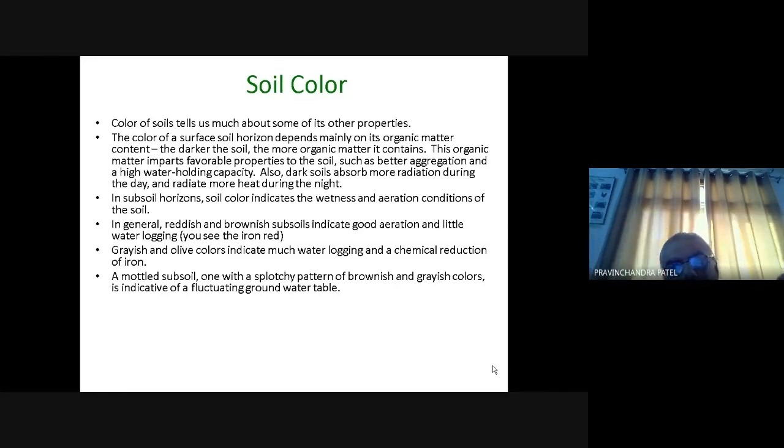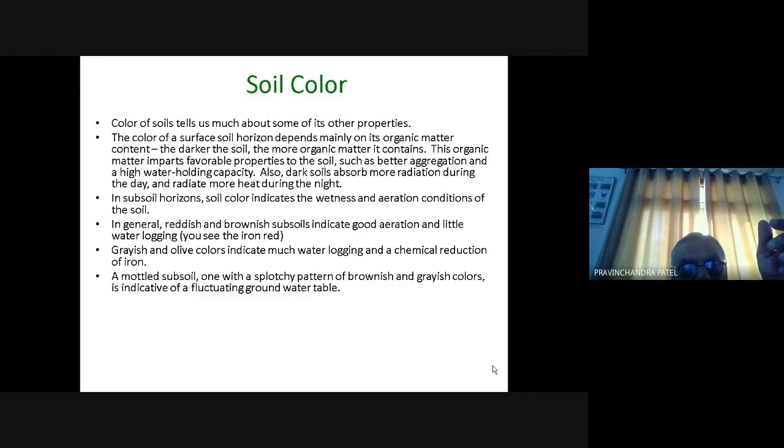So when you are adding the organic matter, then there will be better aggregation, and it is a particle just like clay, so it has a higher water holding capacity. It absorbs more nutrients and your soil will be fertile. And that is why the farmers are applying 10 to 20 tons of farmyard manure every year or every alternate year. Although they have not learned agriculture, by experience they know that by adding farmyard manure, our soil can be improved. Also, the dark soil absorbs more radiation during the day and radiates more heat during the night.